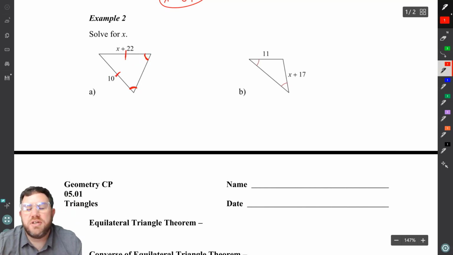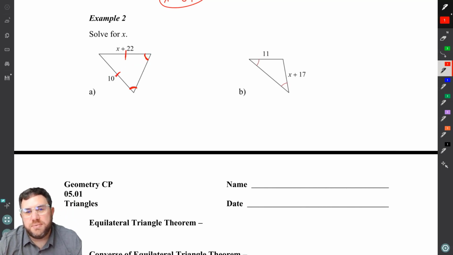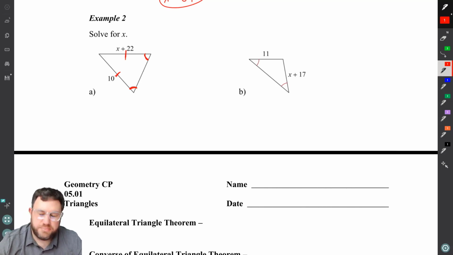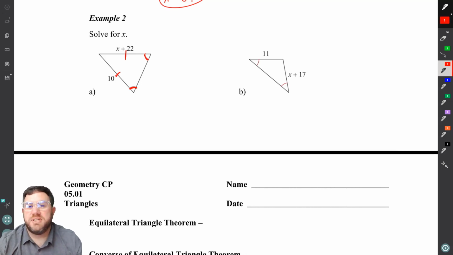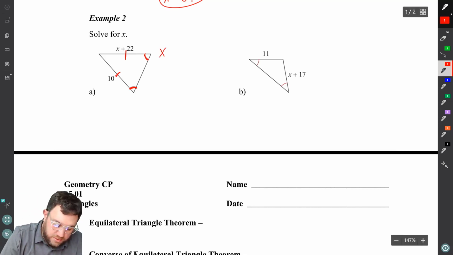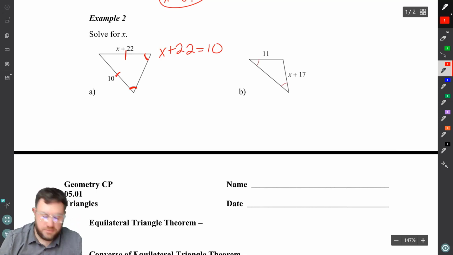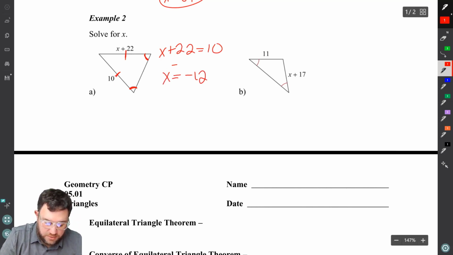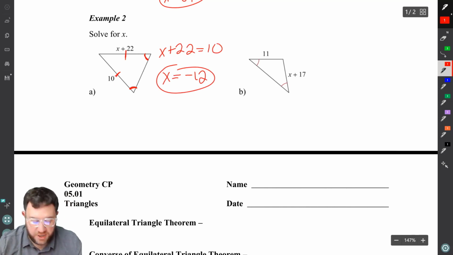And what do we do with congruent things? Okay, if they're congruent, we know they're identical, same size, same shape. But that also means we can set their measurements equal to each other. So in this case, that gives us x plus 22 equals 10. Subtract 22 from both sides. So x equals negative 12.